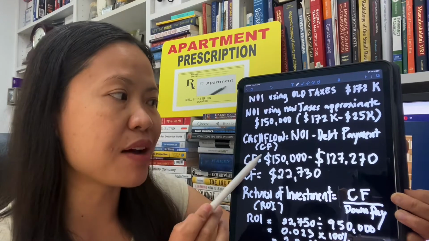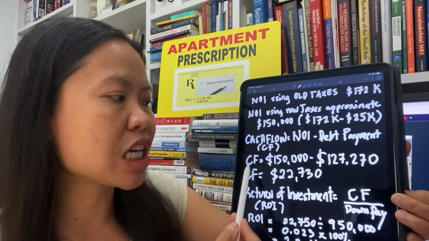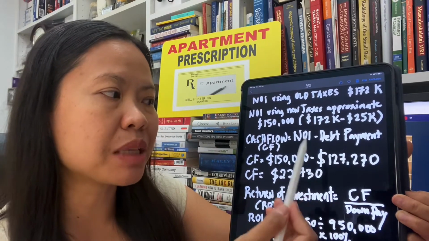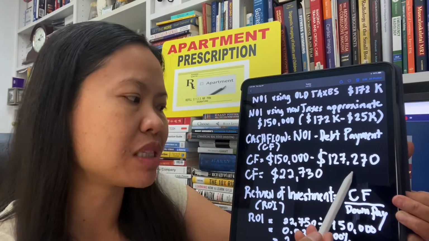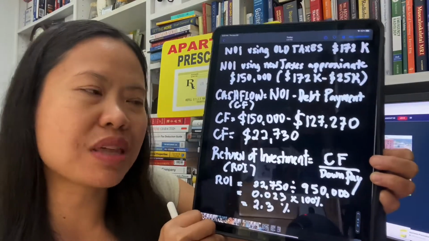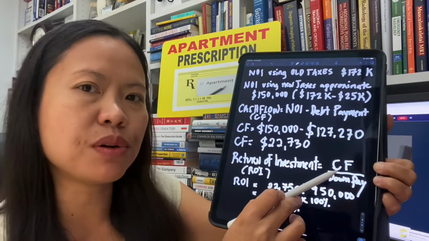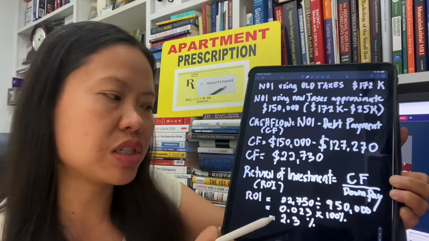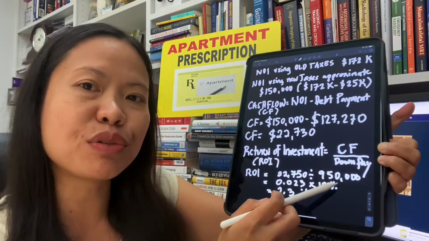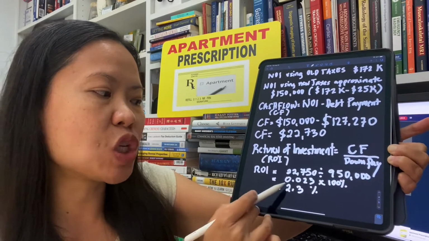So the cash flow, or CF, is NOI minus the debt payment. Our cash flow is the NOI of $150,000 minus the debt payment of $127,270. This gives us a cash flow of $22,730. Now our ROI, or return on investment, the formula is cash flow divided by the down payment. In this situation, our ROI is the cash flow of $22,730 divided by $950,000, our down payment. That gives us an ROI of 0.023.